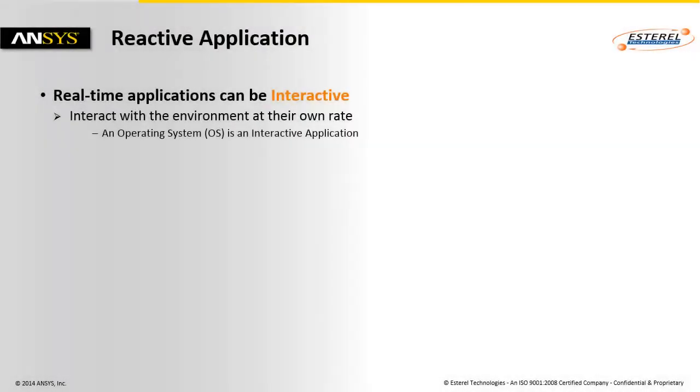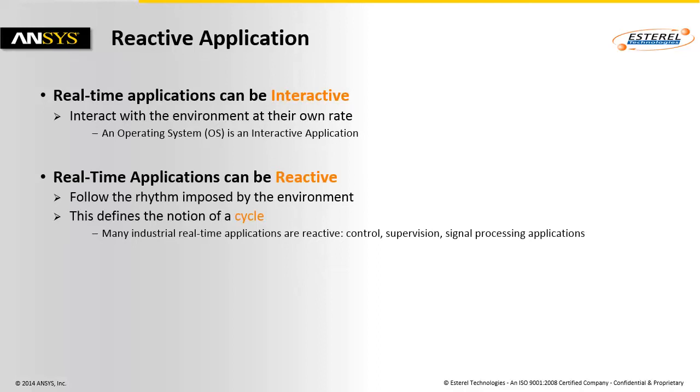The embedded systems are real-time applications. A real-time application can be interactive. This means that it interacts with its environment at its own rate. But a real-time application is very often designed as a reactive application that follows the rhythm imposed by its environment. This defines the notion of cycle, external to the reactive application.